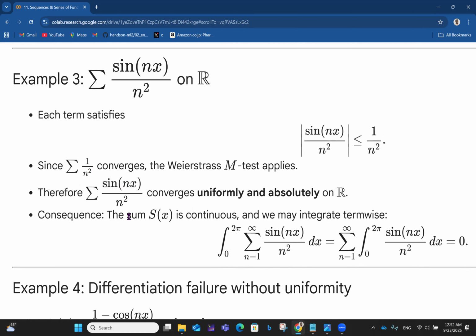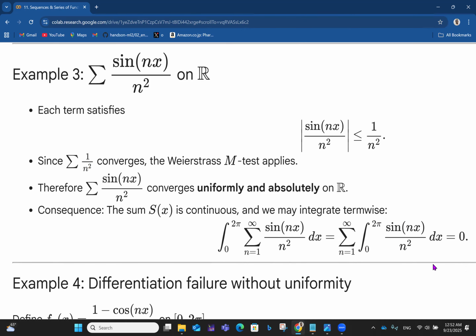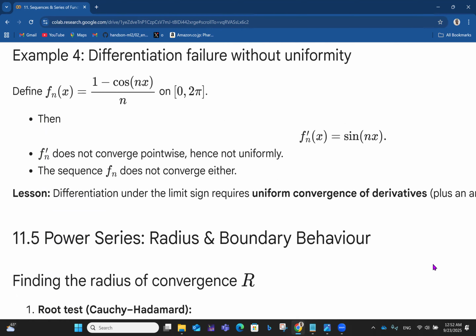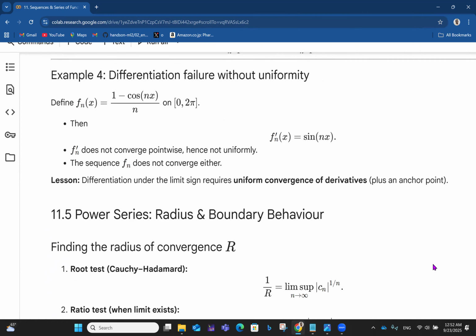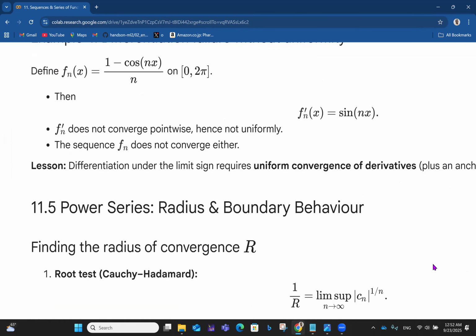So the consequence is that the sum s of x is continuous, and we may integrate termwise, such that the integral from 0 to 2 pi of the summation from n equals 1 to infinity of sine nx over n squared dx is equal to the summation from n equals 1 to infinity of the integral from 0 to 2 pi of sine nx over n squared dx, which is equal to 0 in that case. Now, let's talk about differentiation failure with uniformity.